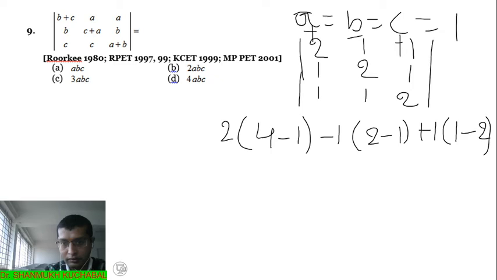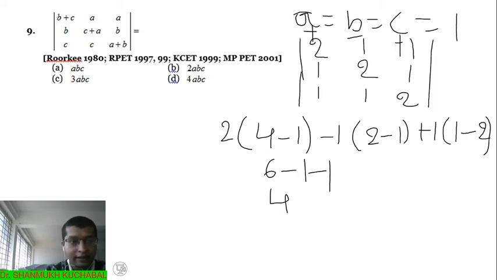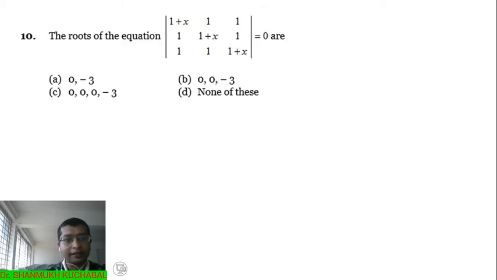Yes, so 3 2s are 6, minus 1 and minus 1. So what we get, 4 is the answer. So right option, it is very clear, a into b into c is 1, so 4 ABC is the right answer here. Like this, very simple. Okay, right. Like this we have to solve.